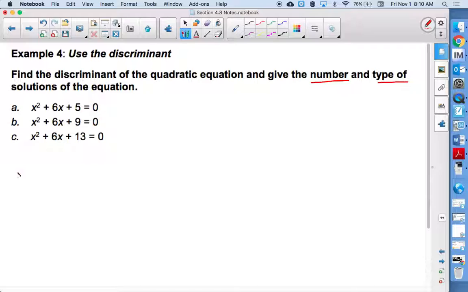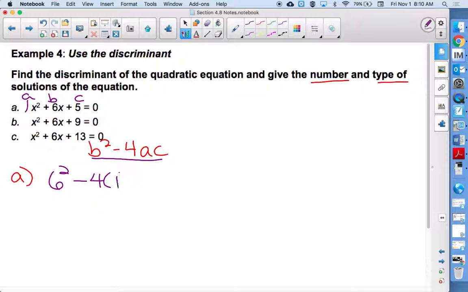So for letter A, we're going to actually find the discriminant. And it's just b squared minus 4ac. So just by calculating this piece, I know how many answers my problem should have. So Gabby, if we plug in numbers for letter A here, what numbers would we plug in for b squared minus 4ac? We plug in 6 for B, 1 for A, and 5 for C. Okay.